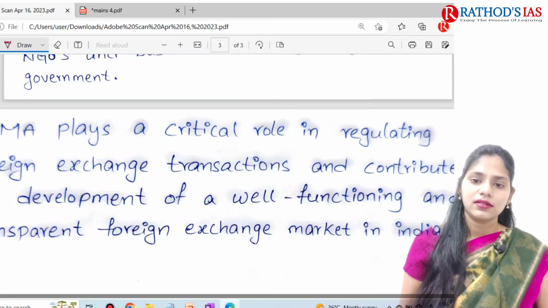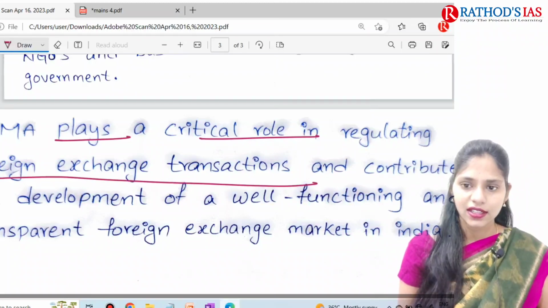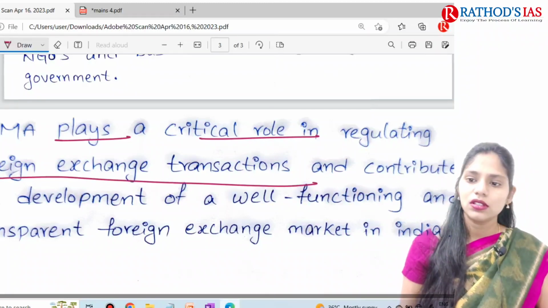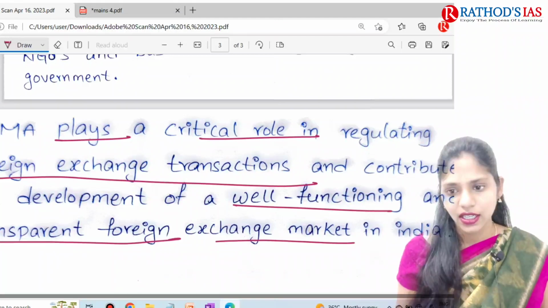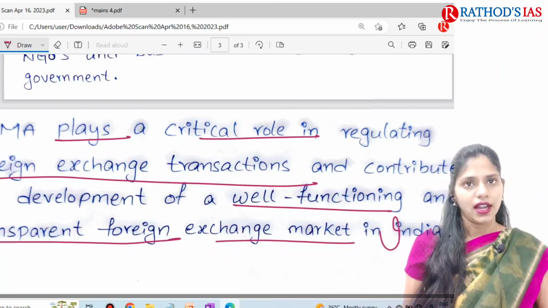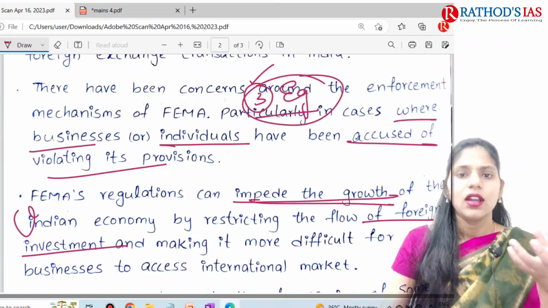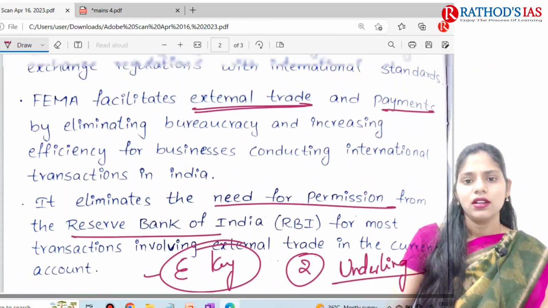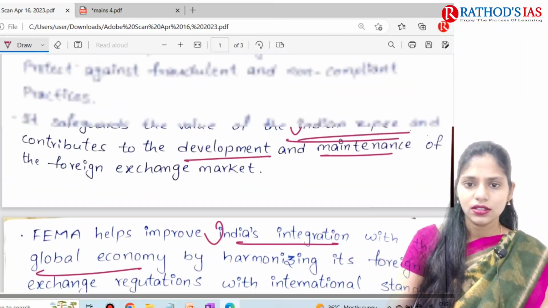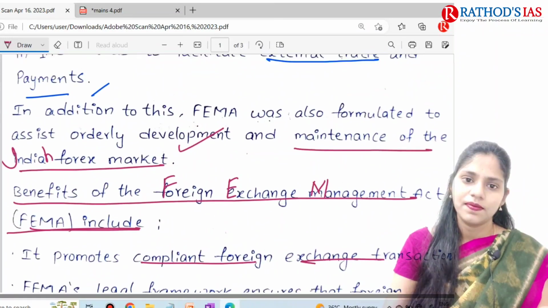And in conclusion, FEMA plays a critical role in regulating foreign exchange transactions and contributes to the development of a well-functioning and transparent foreign exchange market in India. So this is a well-written answer according to me. But there are mistakes, like he didn't include examples and underlining, but the rest of the thing is very good. Okay, so this is a well-written answer from one of our students.